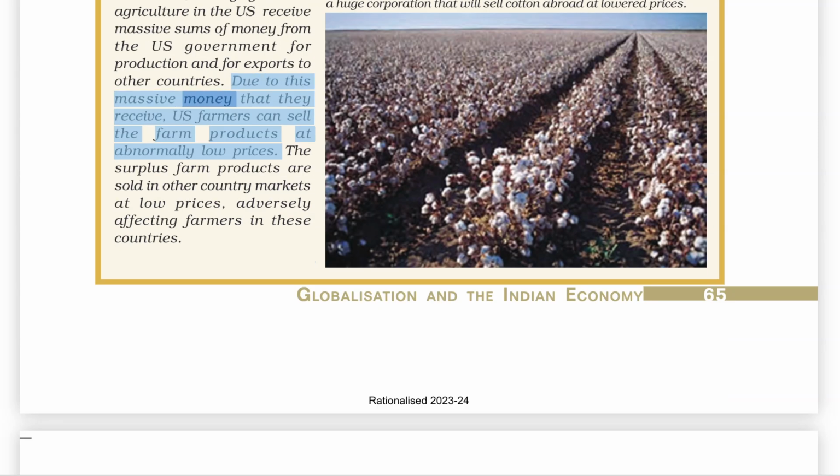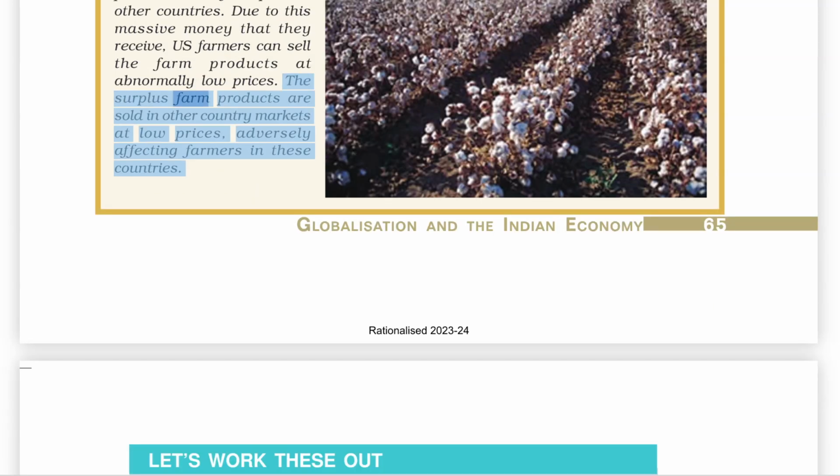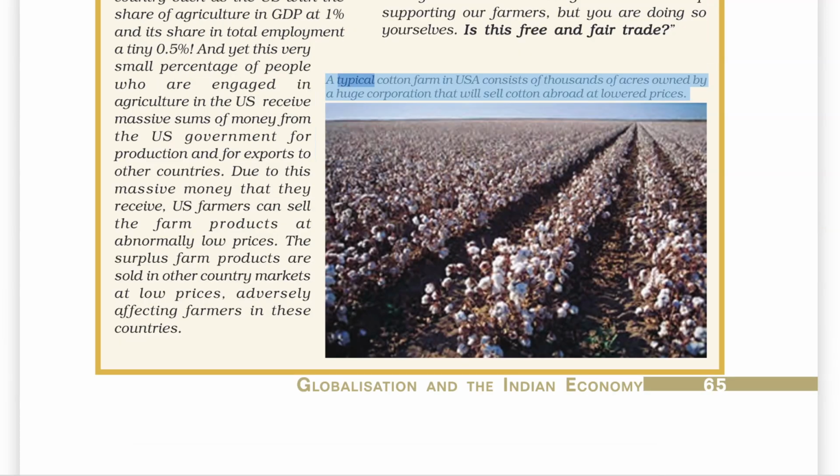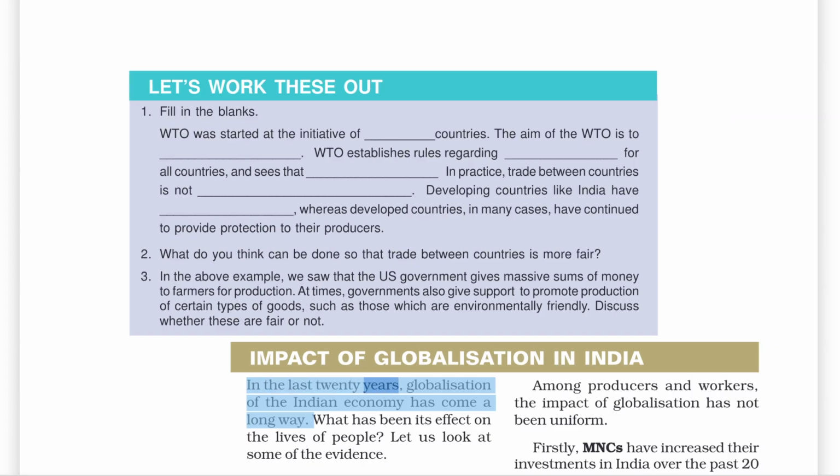Due to this massive money that they receive, US farmers can sell the farm products at abnormally low prices. The surplus farm products are sold in other country markets at low prices, adversely affecting farmers in these countries. A typical cotton farm in USA consists of thousands of acres owned by a huge corporation that will sell cotton abroad at lowered prices. In the last 20 years, globalization of the Indian economy has come a long way.